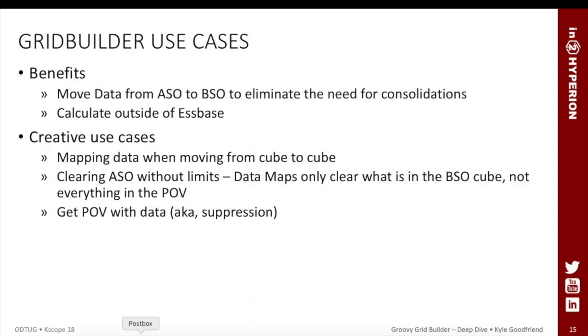We talked about some of the benefits, some of the creative uses, mapping data from one cube to another. So in your workforce, you might have different account codes than your P&L. So you can't do mapping in a Smart Push, but with the Grid Builder you can. So that takes that out of the equation. It almost acts like a relational channel.